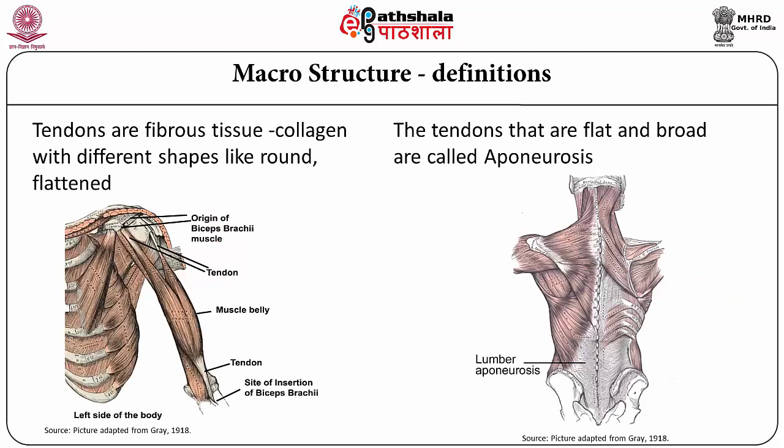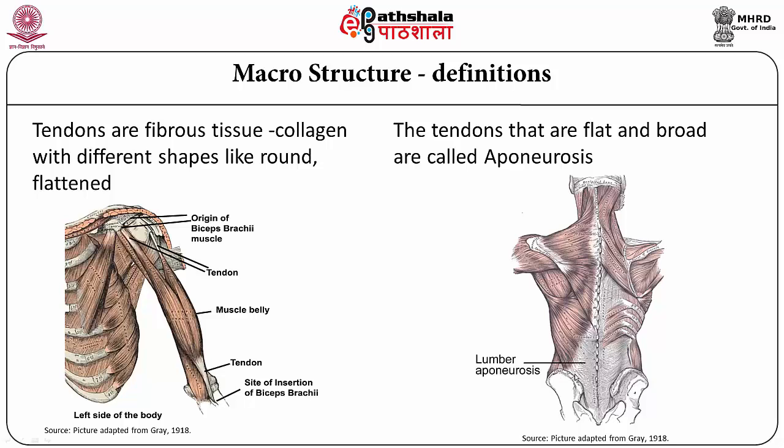Let us have a look at tendons. The tendons are actually fibrous tissue. They are collagen and they have different shapes. It can be round, rope-like structure, or it can be flat. And sometimes the tendons are flat and broad. In those cases, it is called aponeurosis.